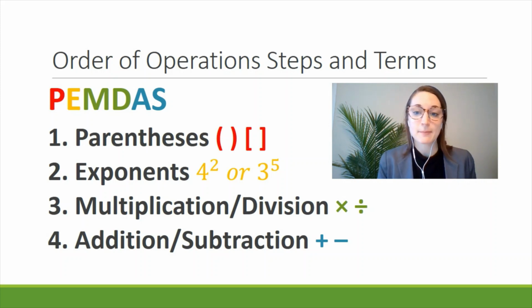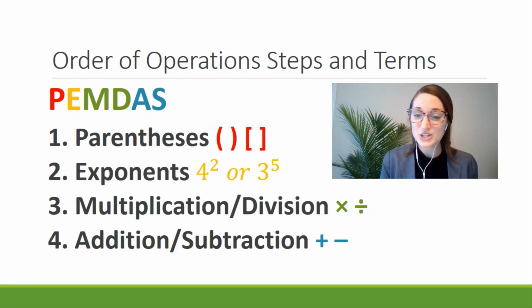The other example you see is 3 to the 5th power. Some people will shorten it and just say 3 to the 5th. This means that you have 3 multiplied by itself 5 times. That's 3 times 3 times 3 times 3 times 3. In total, that's 243. Whew.